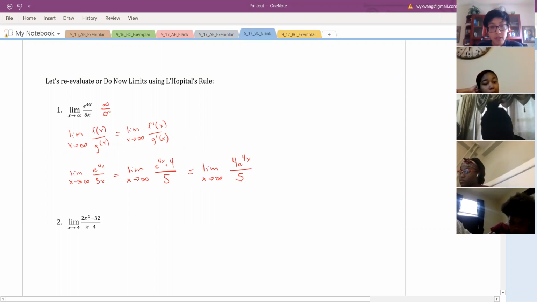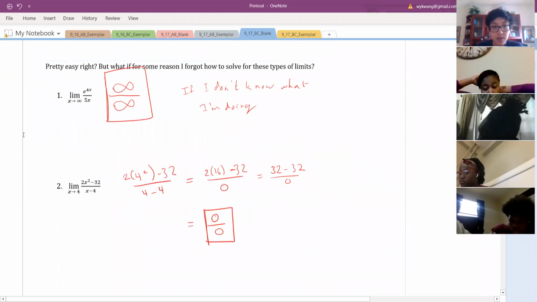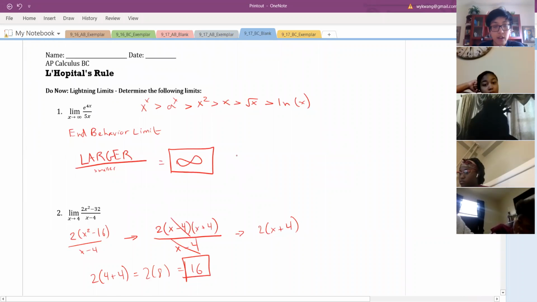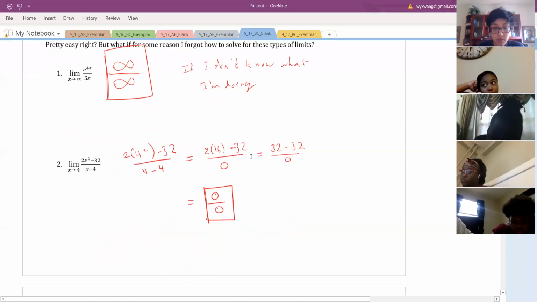Now, this is kind of easier to think about. We don't have anything in the denominator, and x is going to infinity. So really, we just have 4/5 e to the 4x, and it's going to infinity. Well, then our answer is obviously going to be infinity. The limit is going to be infinity, right? Because x is going to infinity, and e to the 4x is increasing. So our answer is infinity. And let's compare that to what we got initially on our do now when we solved it with hierarchy of dominance. It's also infinity. Great, so that tells us L'Hopital's rule is working for this problem.